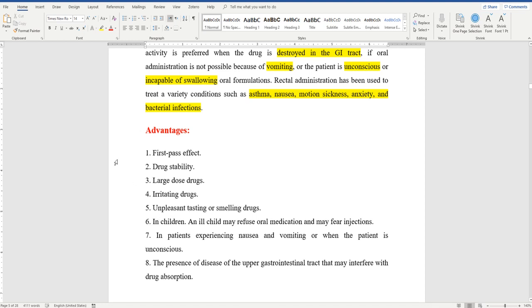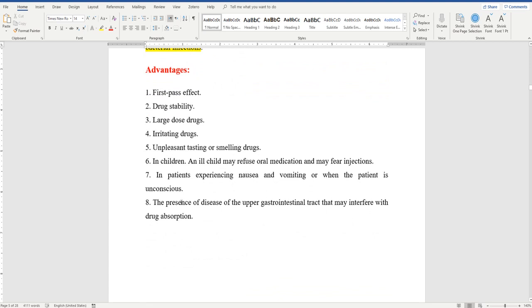Also, for unpleasant tasting or smelling drugs, rectal administration will be a good choice. Also, in case of children, now children are known to refuse to take medication orally. They fight, and if you tell them I will give you an injection, they have an even greater fear of injections. So in this case, the drug may be administered rectally. Also in patients who are experiencing nausea and vomiting, I cannot give the medication by mouth because the patient is vomiting. In this case, I can administer it rectally.